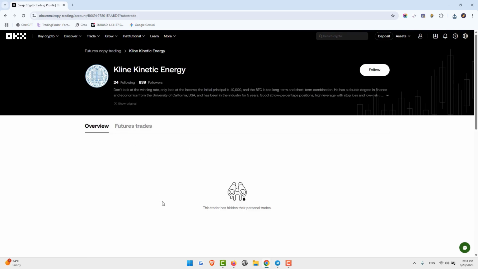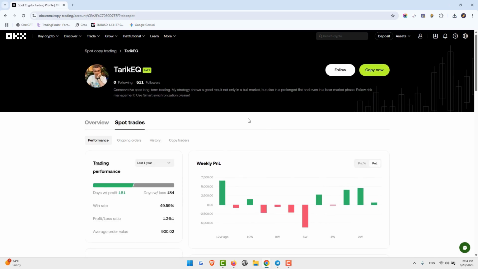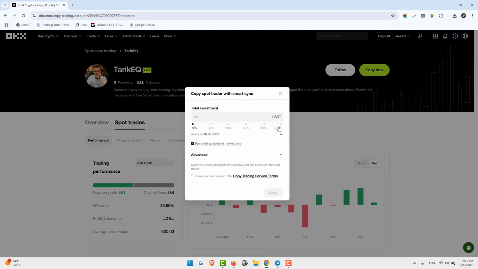Also, on this page in the overview section, you can see the status of these individuals' personal trades. You can view the trader, although some people set this section to hidden. After reviewing all the information about a trader, if you think this person could be profitable for you, you can follow them by clicking the follow button or use the copy option to copy this person's trades.